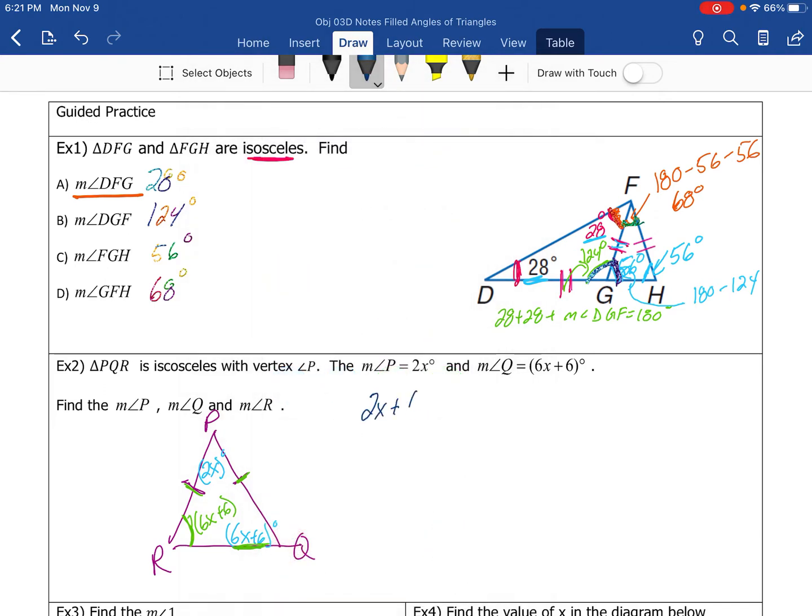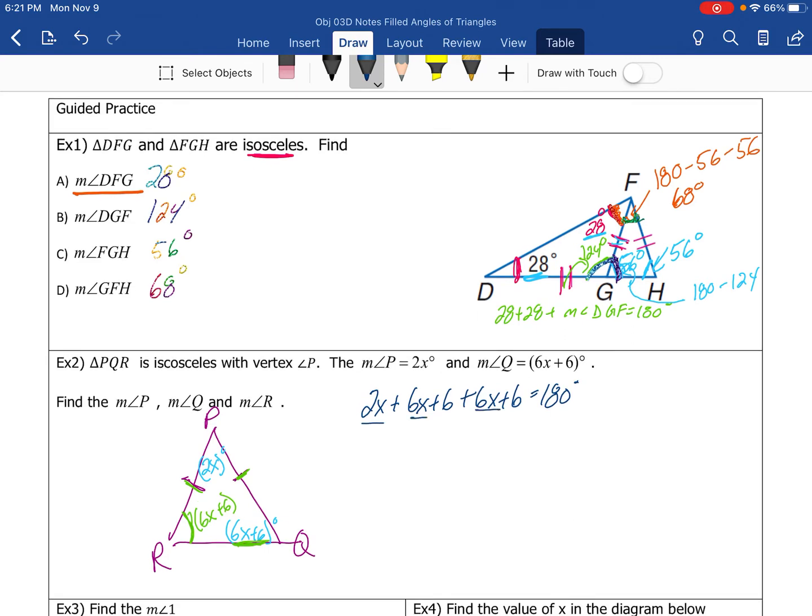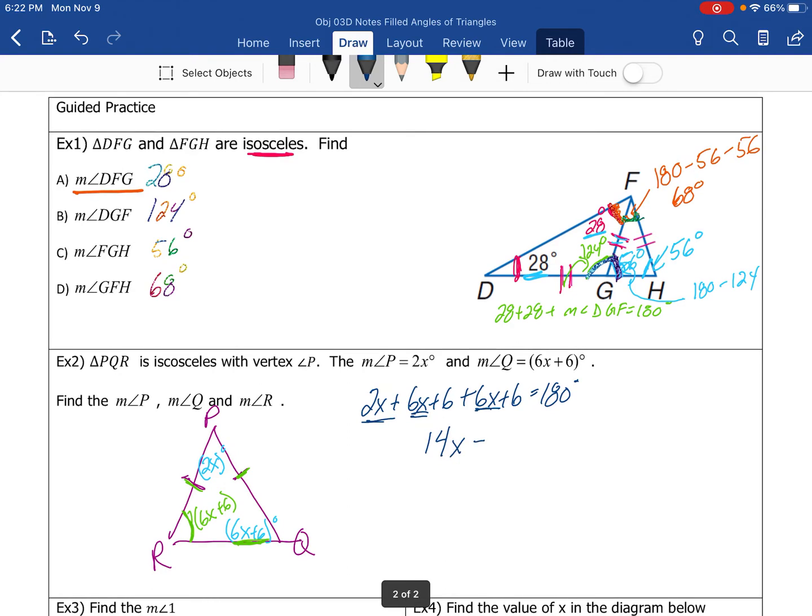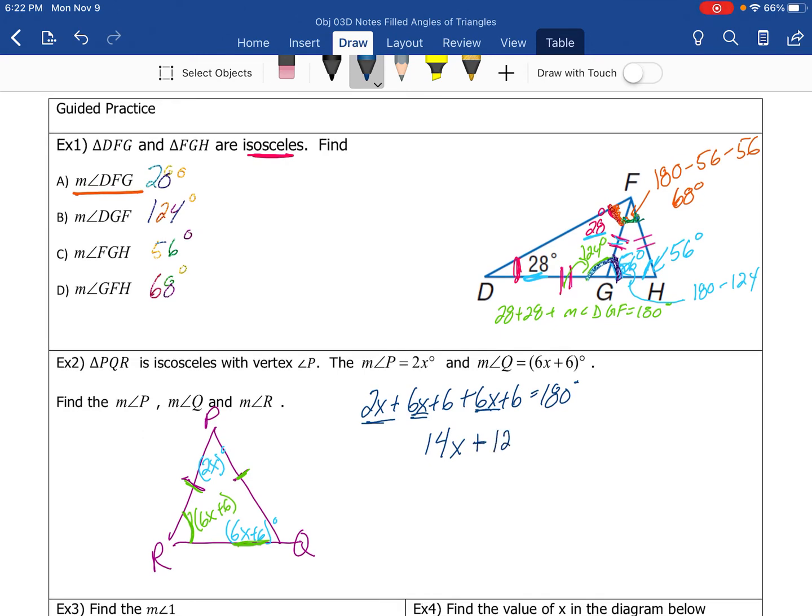So I know 2x plus 6x plus 6 plus 6x plus 6 is equal to 180 degrees. So 2x, 6x, and 6x, that's going to be 14x. Again, you just combine your like terms. You just add and subtract like normal if they're on the same side. Plus 12 is 180. I subtract 12, 14x is equal to 168. Divide by 14. x is equal to 12.